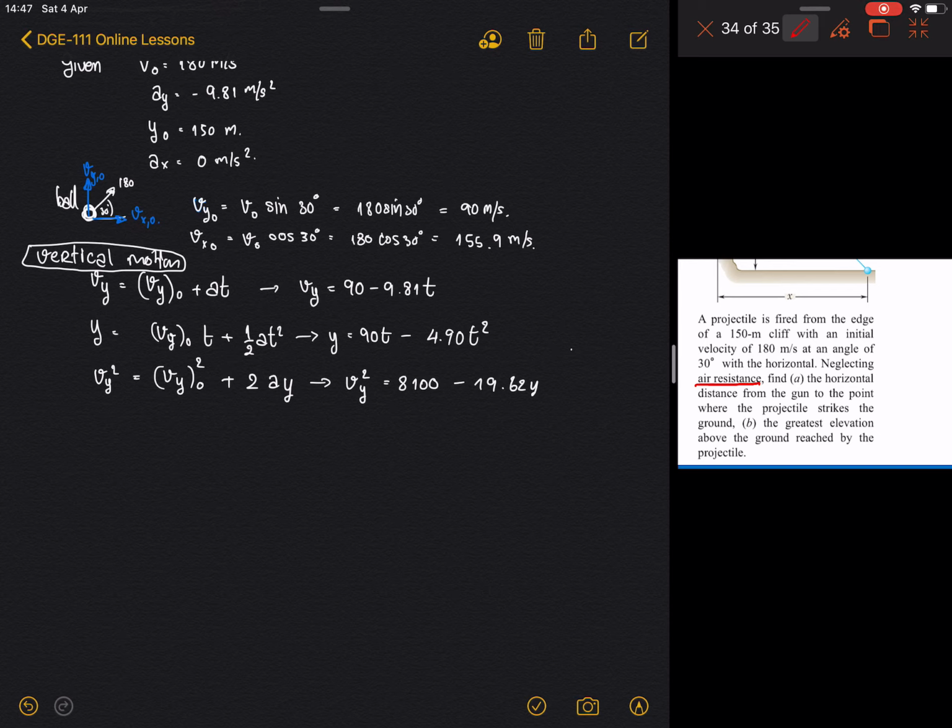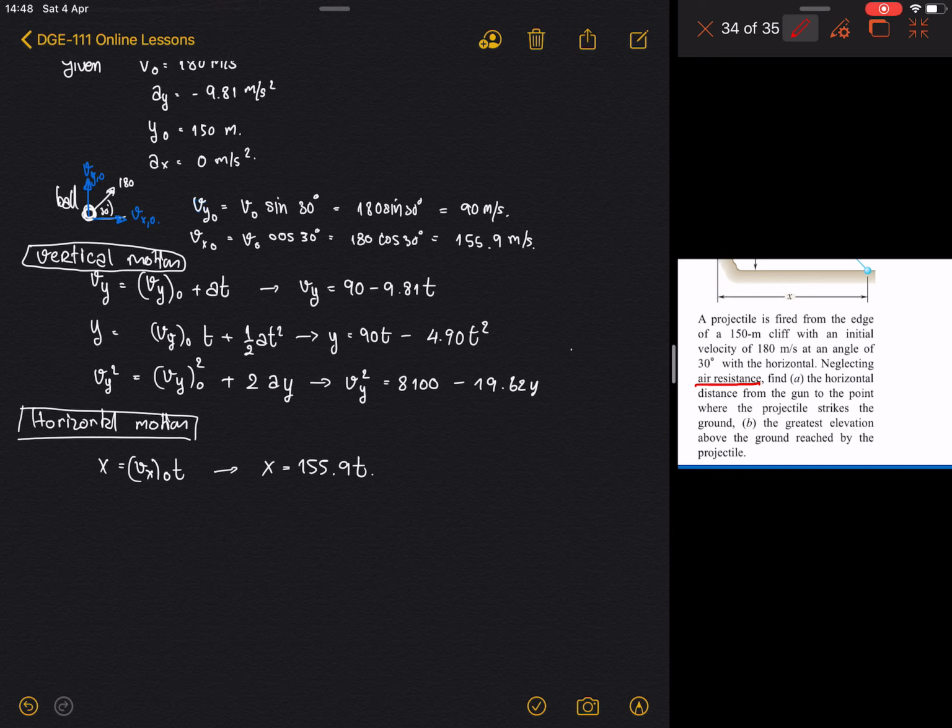Okay, so for horizontal motions, we have Vx as above already, and we have x equal to Vx0 t, so x equals 155.9t.